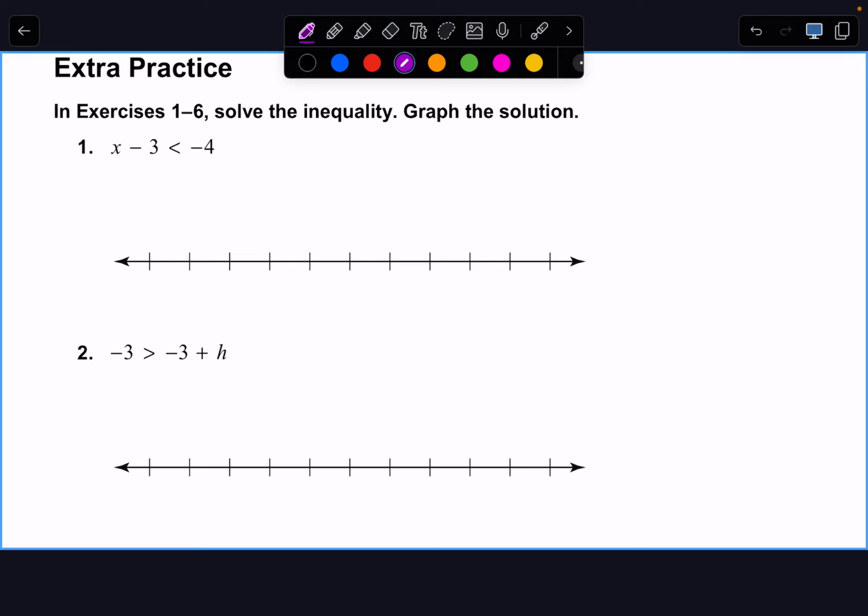Supposed to subtract. It'd be an open circle. That's already subtracted. -3 plus 3. Is it doing all of them or just 1? 1 and 2. The next one, wait.